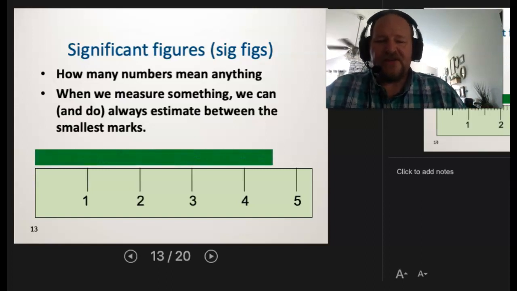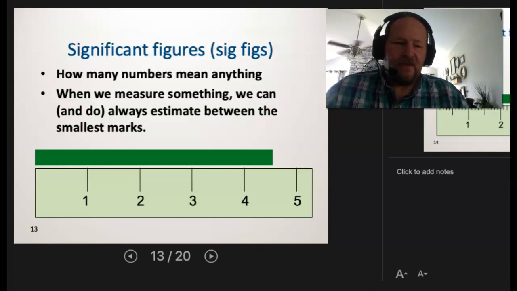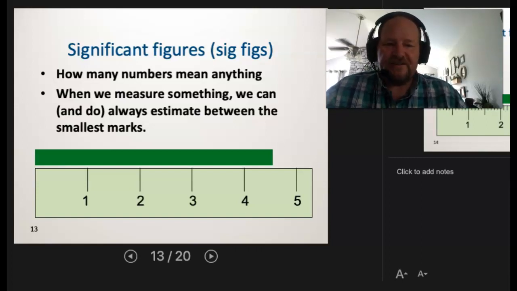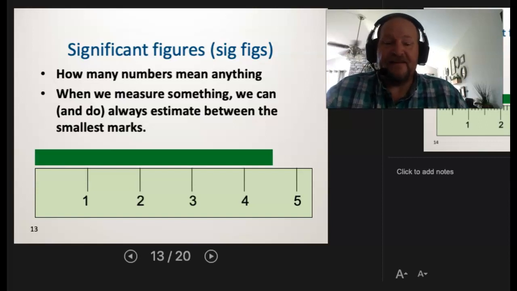But here I just want to measure this green stick. And so here we can see that the stick goes longer than 4, but it's shorter than 5. So here, what we're going to do is estimate that stick. And most of us are going to estimate it to be 4.5, whatever the units are. And that's going to be a fine value. What we need to understand is we could say it's 4.1 or 4.9, and both of those values would also be good. What wouldn't be good is if we said it was 4.55. Notice I added a 5 on there.